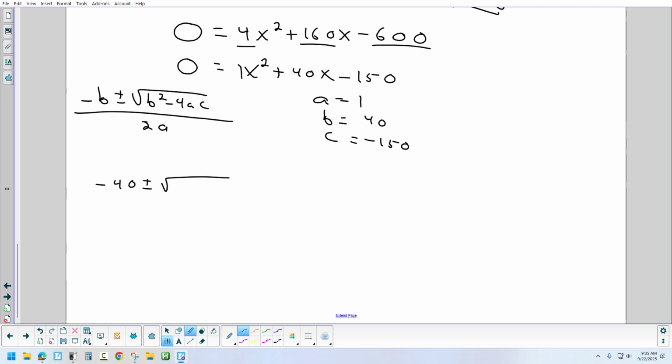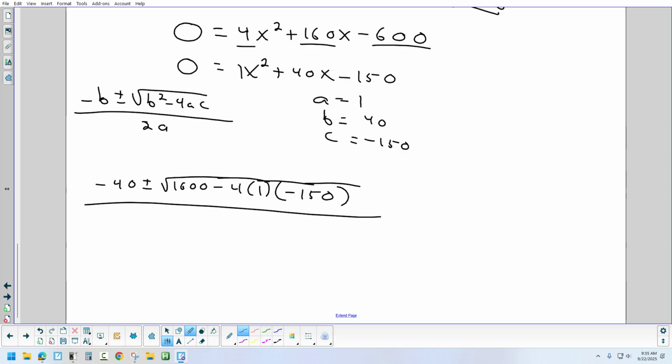So we have negative 40 plus or minus the square root of b squared, 40 to the second power. 40 times 40 is 1600. Minus 4, then I need A and I need C. There's A, and there's C, and that's all divided by what? 2A. 2A, which is 2 times 1, 2.